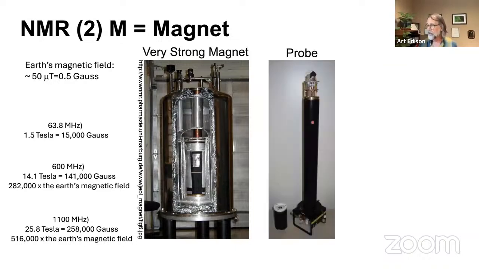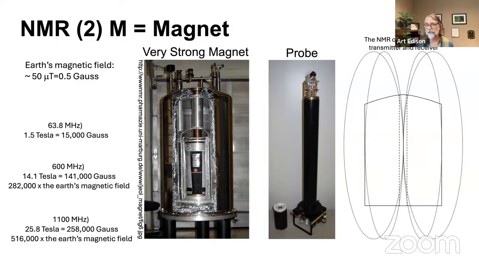This is the probe, one example of a probe. This one is tilted towards the magic angle, but the probe goes up inside of the magnet and holds the sample in the strong part of the magnetic field. And then the NMR console that you're going to see demonstrated today is both a radio transmitter and a receiver. So the frequencies that we're looking at, 600 megahertz, 800 megahertz, 1100 megahertz, these are radio frequencies.